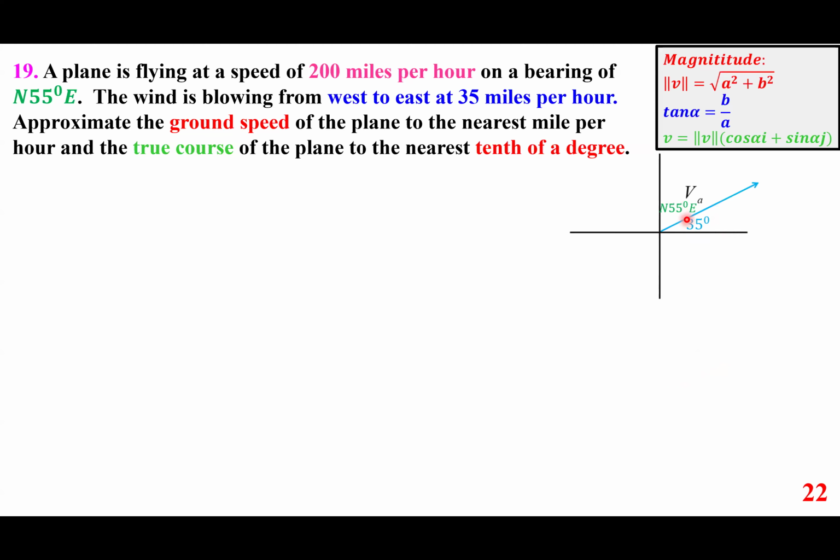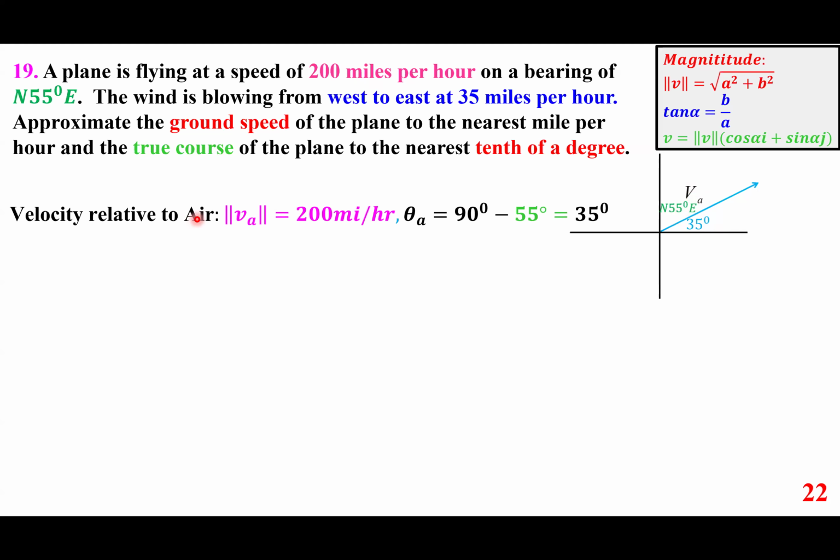So how do we represent this? We write, if this is v sub a, we write its magnitude as 200 miles per hour, and alpha is 35 degrees. So we write velocity relative to air, 200 miles per hour. Theta sub a is this blue one, 90 minus 55, or 35 degrees.